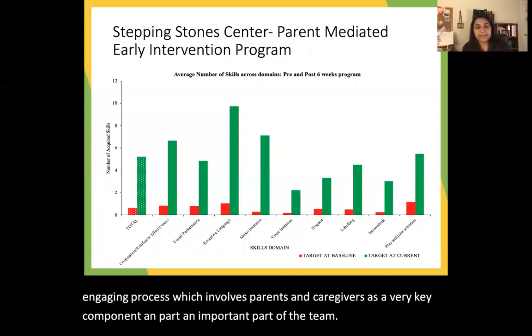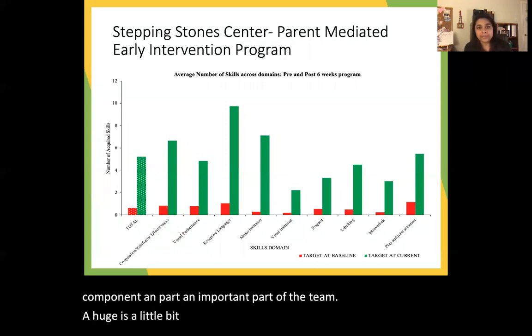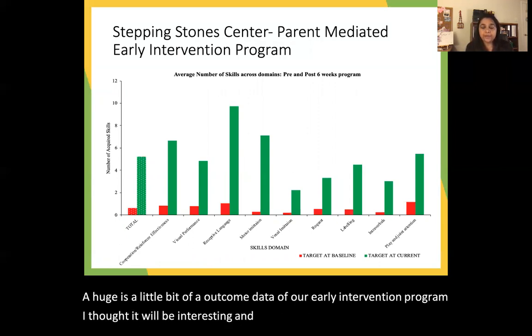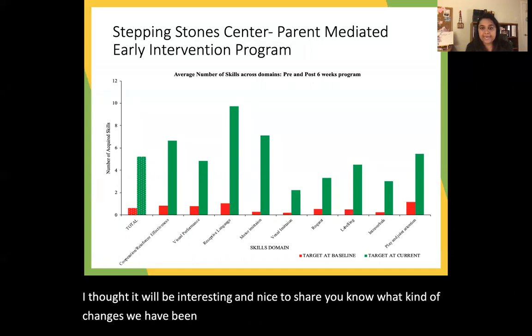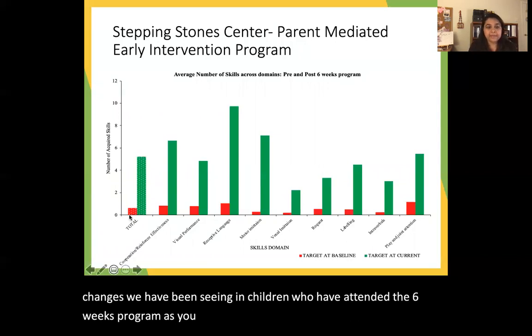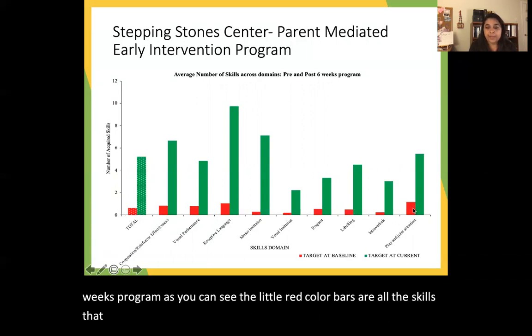Here is a little bit of outcome data of our early intervention program. I thought it would be interesting and nice to share what kind of changes we have been seeing in children who have attended the 6 weeks program. As you can see, the little red bars are all the skills that children were showing when they started the program. On the left hand side is basically the total skills.